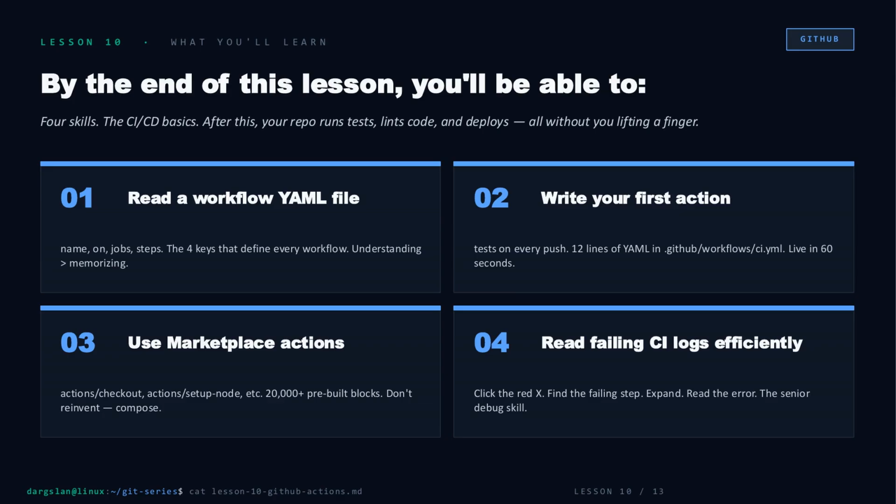Here's the deal. 4 skills by the end of this lesson. First, you'll read a workflow YAML file fluently. Name, on, jobs, steps, the 4 keys behind every automation. Second, you'll write your own action, live in about 60 seconds. Third, you'll pull from the marketplace 20,000 pre-built blocks so you compose instead of reinvent. And fourth, the senior move. When CI fails, you'll know exactly where to click and what to read.